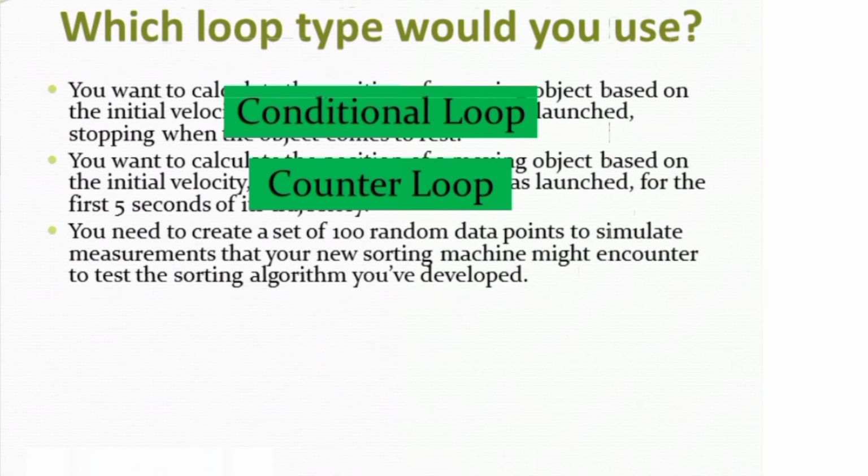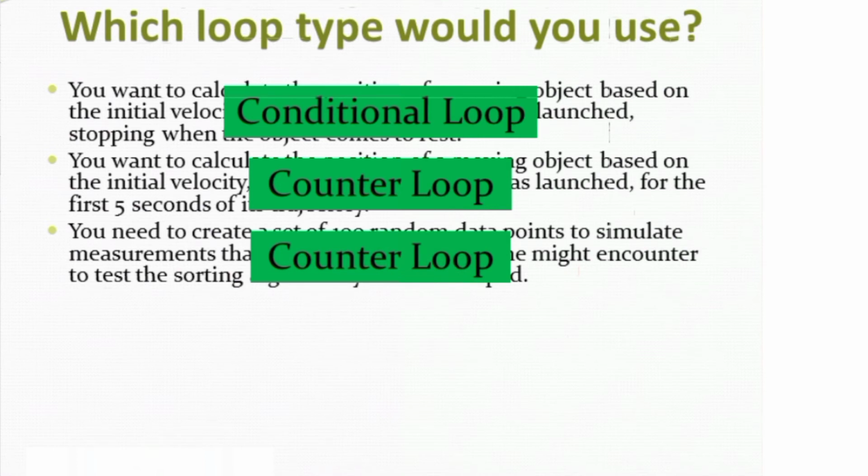Okay. So now you need to create a random set of 100 values to simulate the measurements for some machine that you're trying to develop to test the algorithm to see whether it works correctly. Okay. So for this situation, we would probably want to use a counter loop. Because we know we have 100 values that we need to create, we have a specific number of times that we need to repeat this process of creating a random variable, those 100 times.